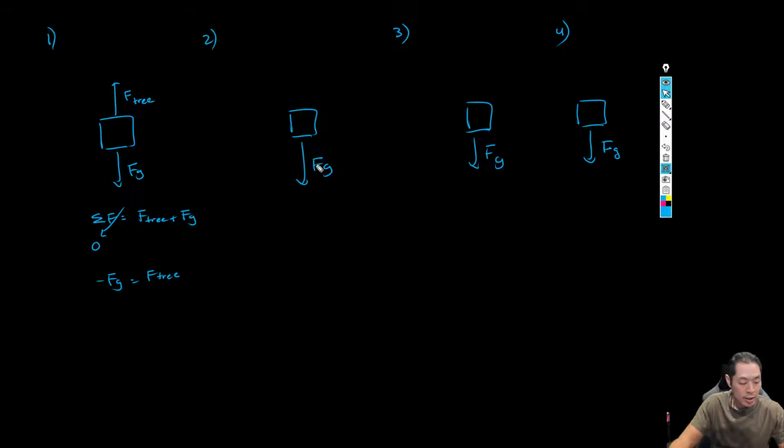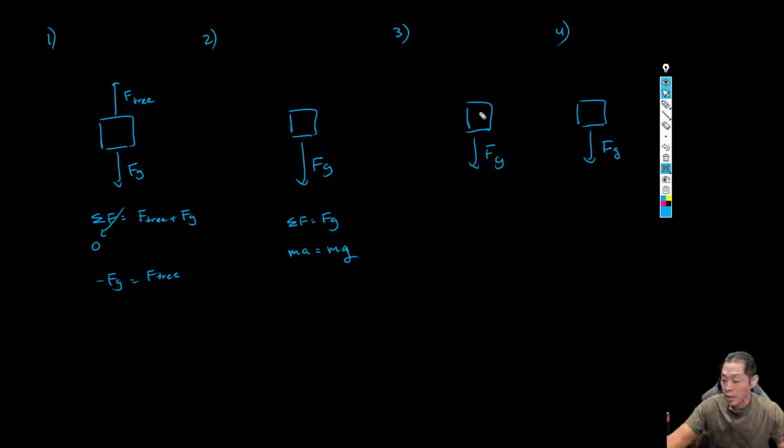Number 2, it is falling but without air resistance, so this is the only force present. So sum of all forces is equal to Fg. It's unbalanced, so this time it's not zero. Here we have Ma, which will be equal to mg. So in this case, the acceleration is equal to the acceleration of gravity.